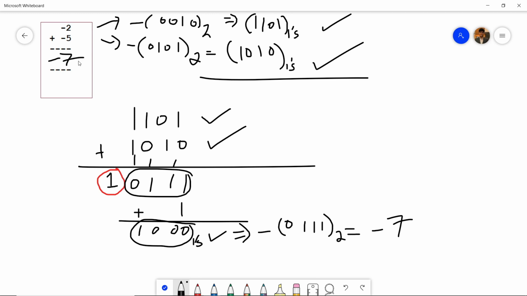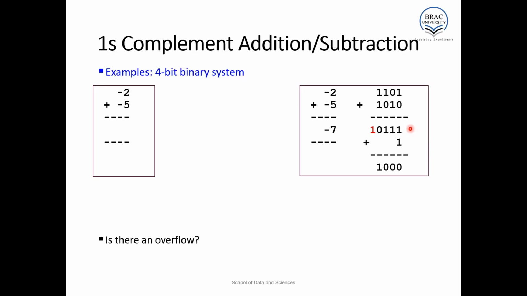So if you remember, the range of a 4-bit 1's complement number system is from plus 7 to minus 7. So this is well in that range. So I don't have an overflow. This is another explanation why. Let's see if our answers match. So as you can see, I got this answer and my answer is correct. Is there an overflow? No, because I added two negative numbers and I got a negative number as well.